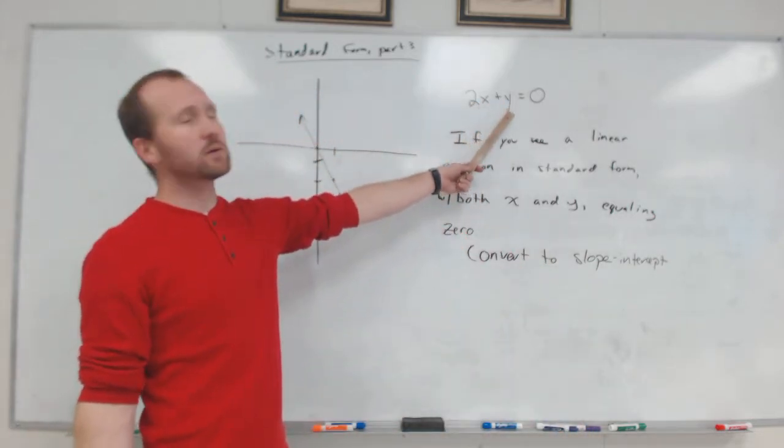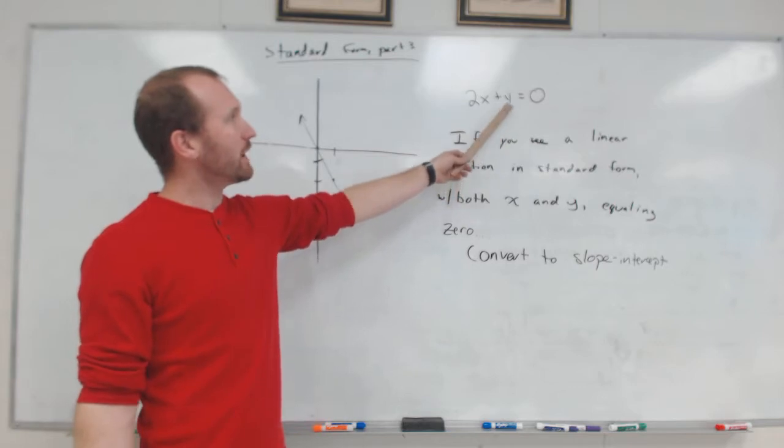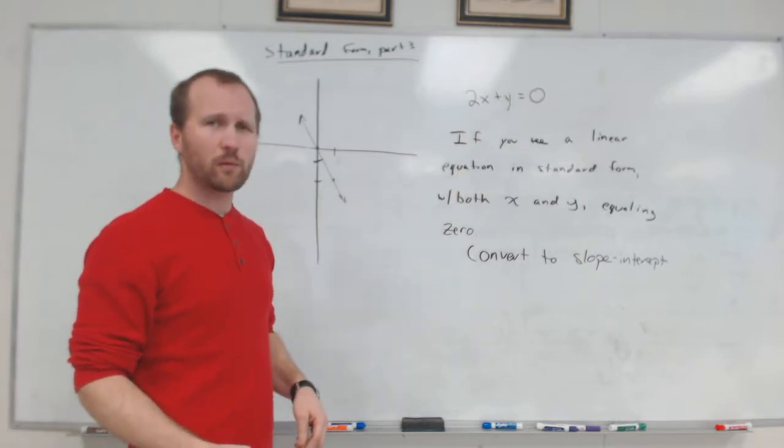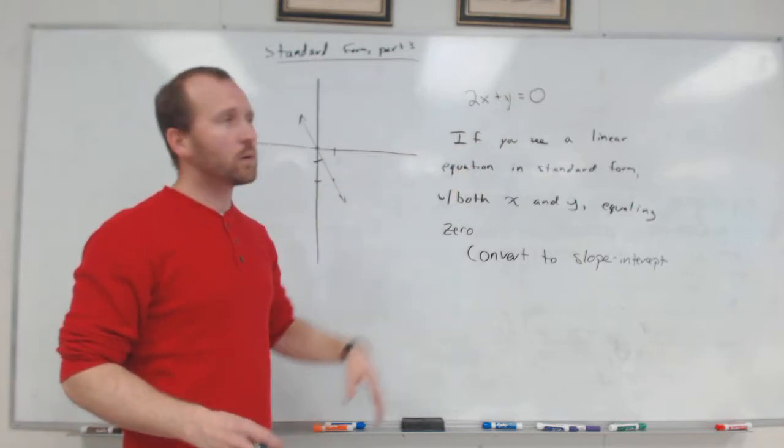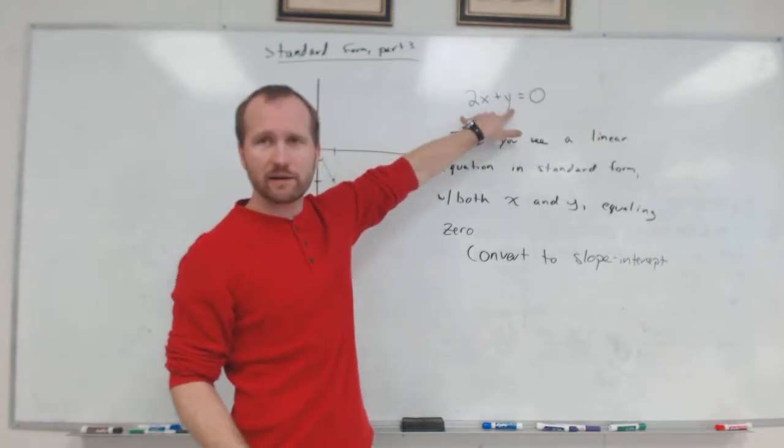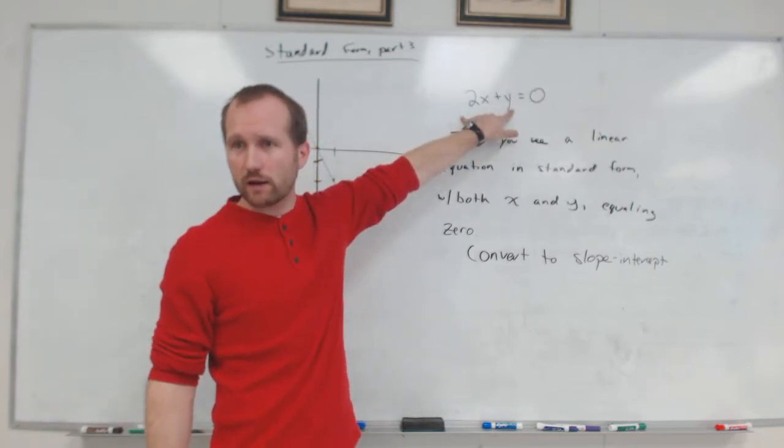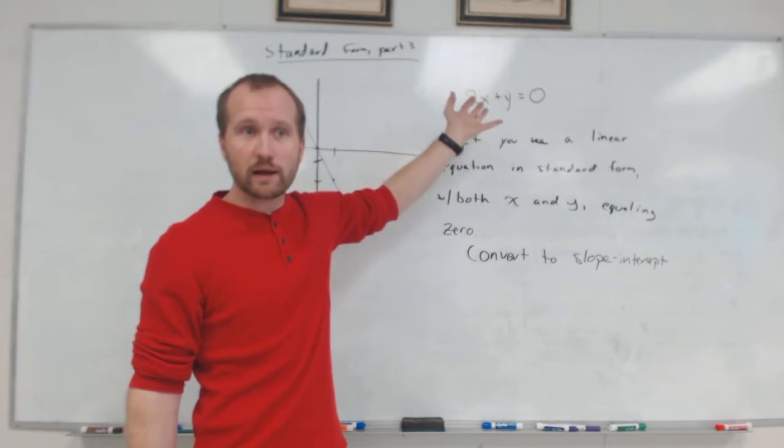Slope-intercept form is y equals. So what's in the way of y right here? If I want just y alone on that side, what do I have to get rid of from this side of the equation to get it so it's just y? 2x. I have to get rid of the 2x.